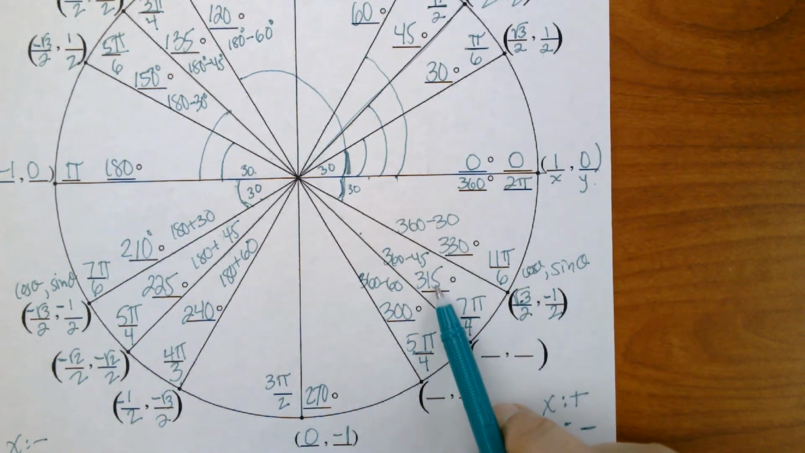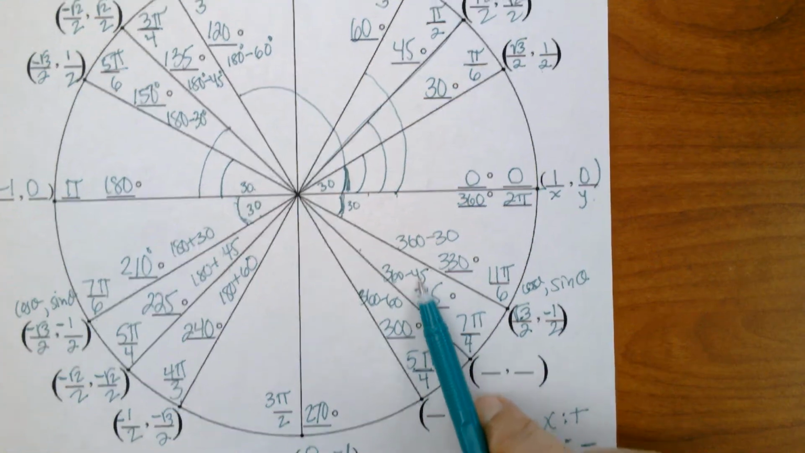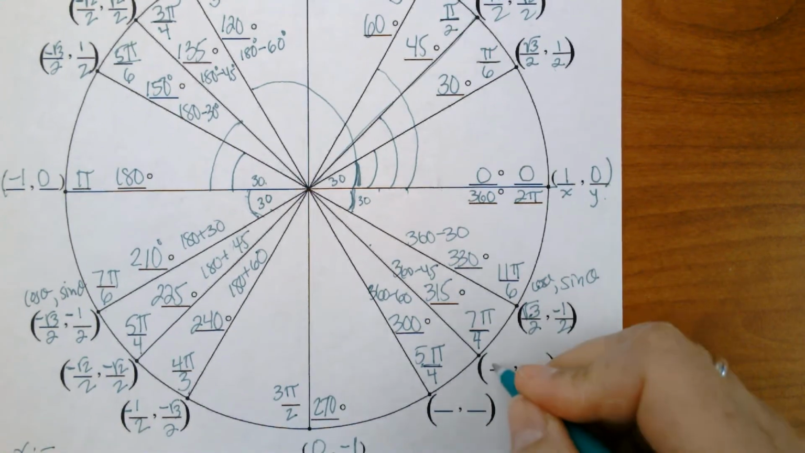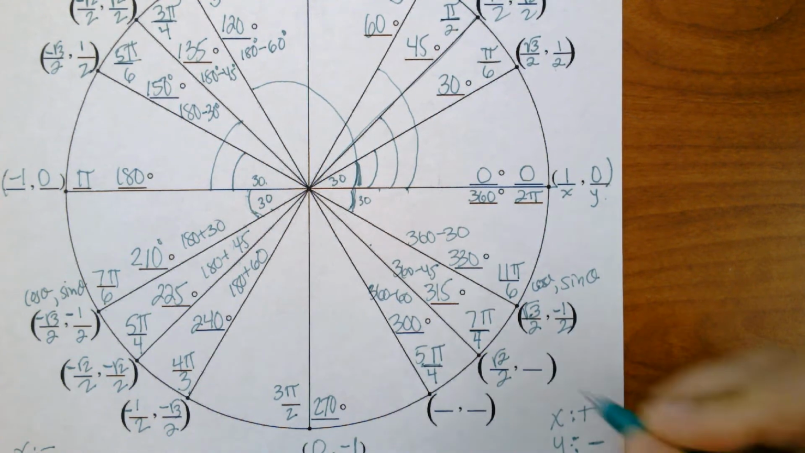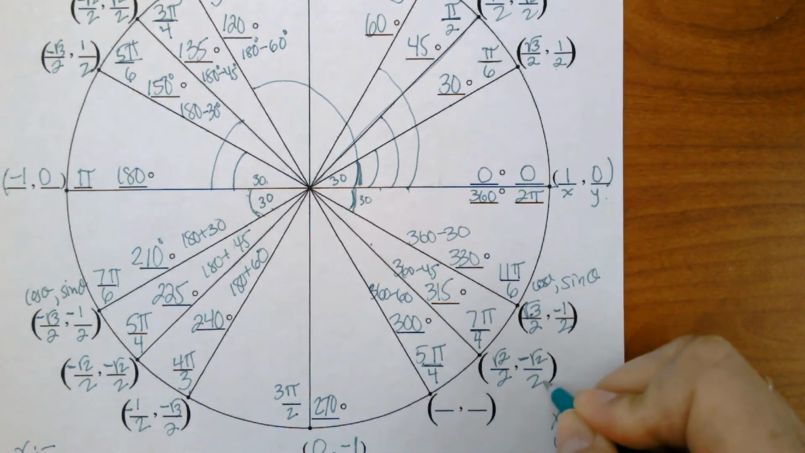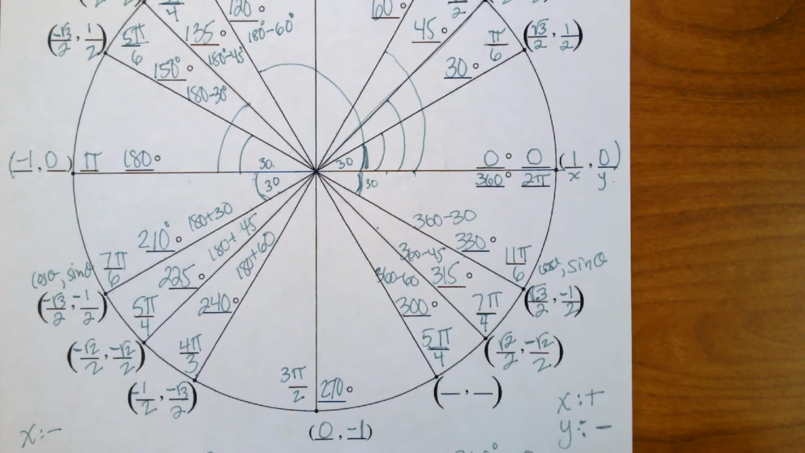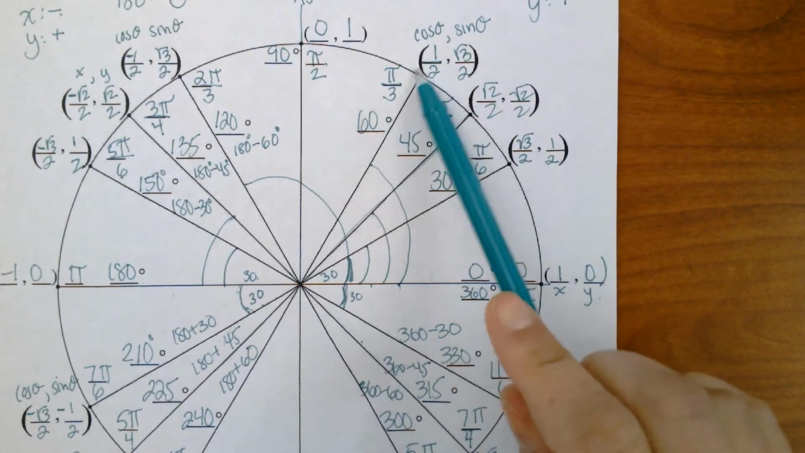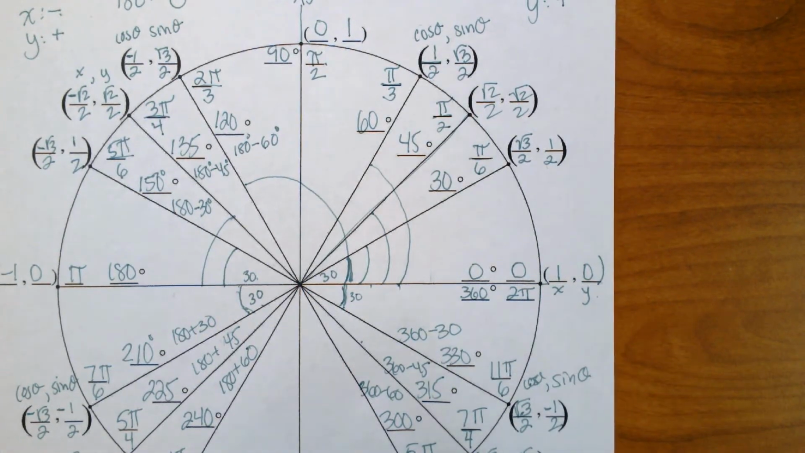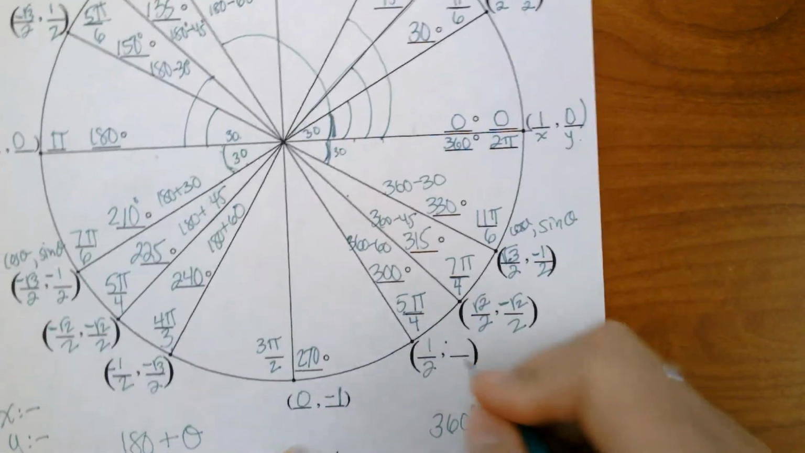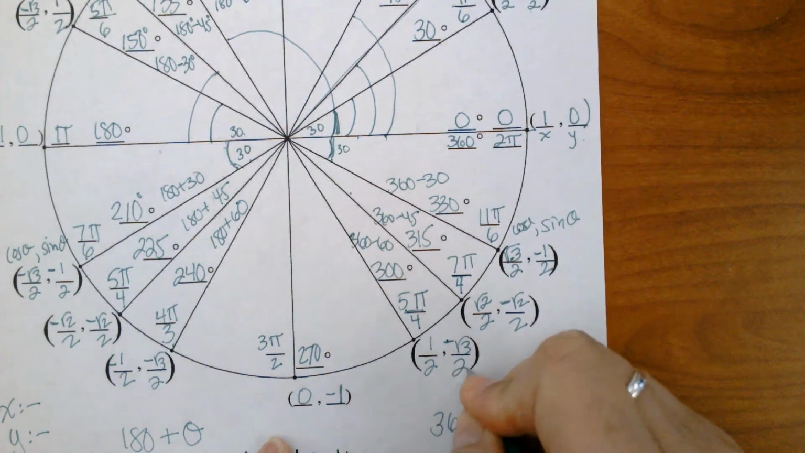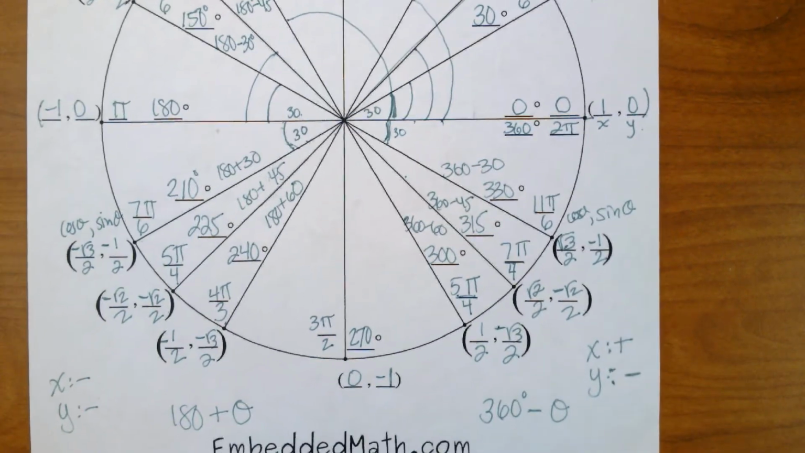Okay, next, 315, it came from using 45. So, yep, they are the same. So this is going to be positive square root of 2 over 2, because that's the x, and x is positive, but a negative square root of 2 over 2. And our last and final one is going to be dependent upon the 60-degree angle, because that's the angle that we used. So we're going to come up here. Cosine is going to be 1/2, but the sine is going to be negative square root of 3 over 2. So it is all tied in.